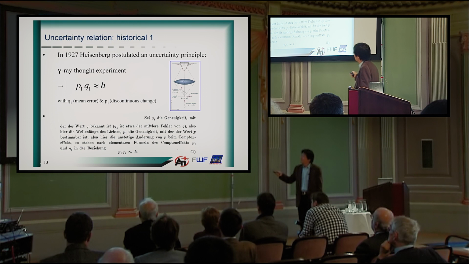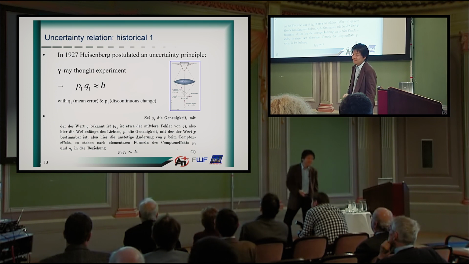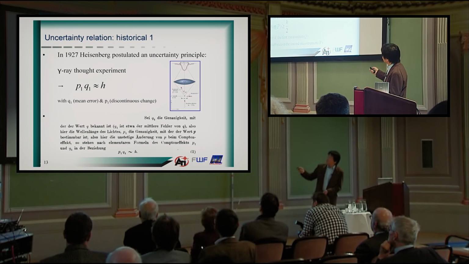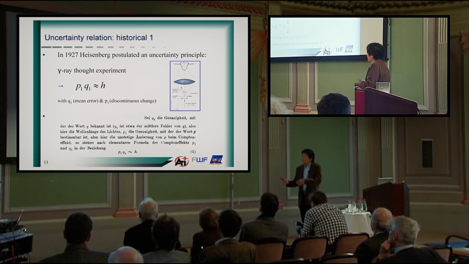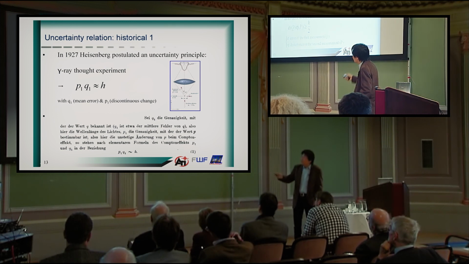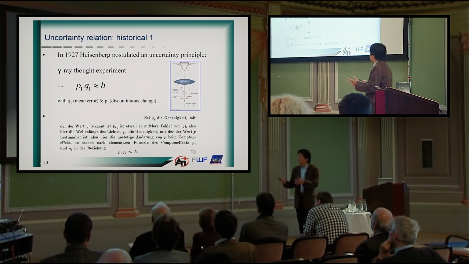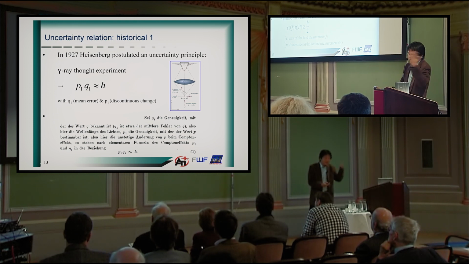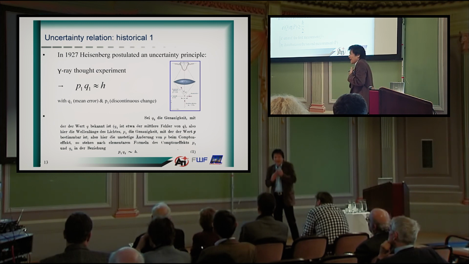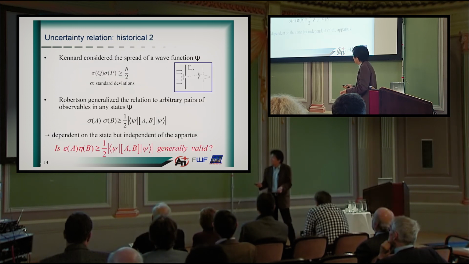He said the mean error times this discontinuous change is roughly h. This is the first argument. Okay, this is nearly equal, or there are some factors. In modern terminology, we can say the error of the measurement times the disturbance of the measurement has a lower bound given by h bar over 2. Before Ozawa's derivation, everybody believed, I think, all of you, and I also believed this is correct. But he showed this is wrong. What happened? Yeah?